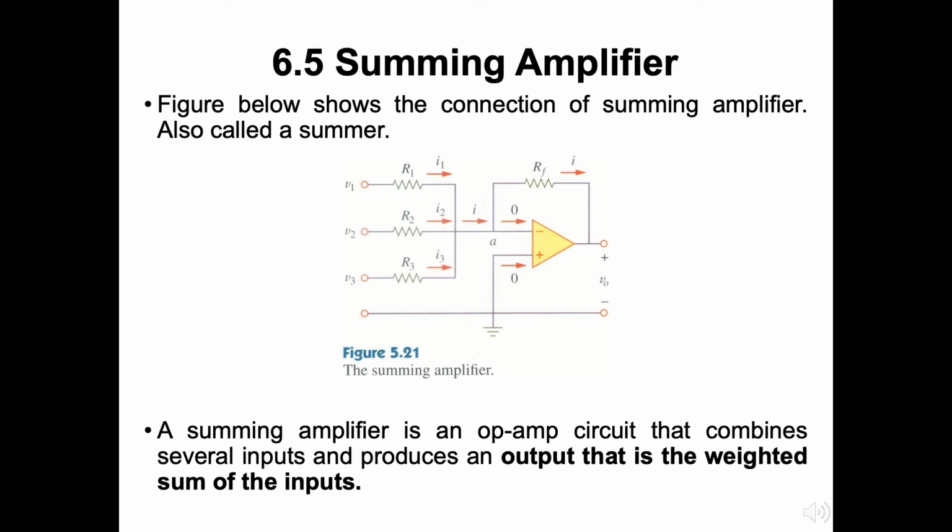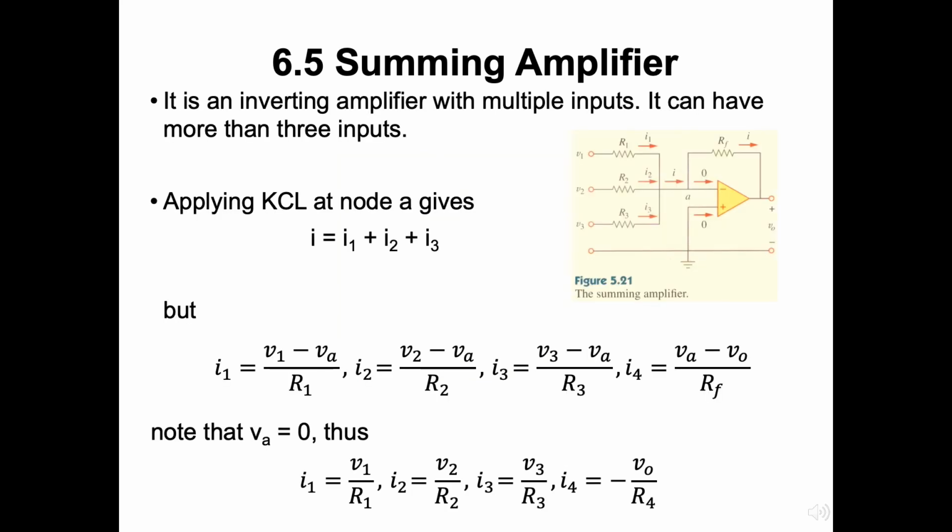There is another type of amplifier that combines several inputs and produces an output that is the weighted sum of the inputs. The figure below shows the connection of a summing amplifier, also called a summer. We can see from the figure on the left-hand side that it is an inverting amplifier with multiple inputs. Note that it can have more than 3 inputs.